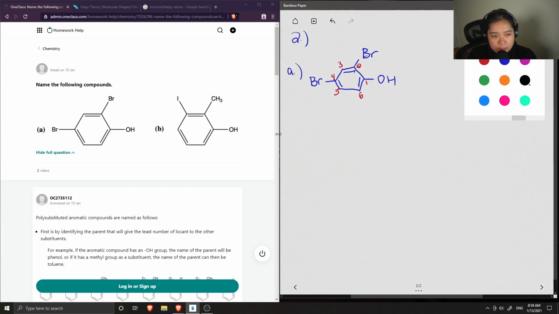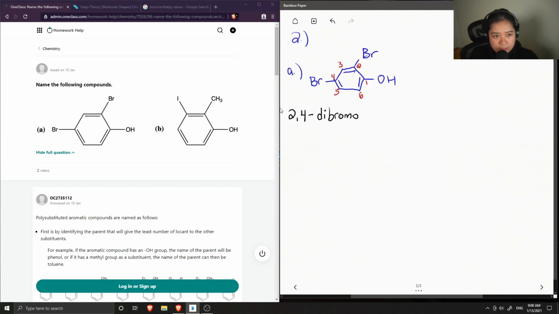Okay, so now that we numbered our benzene ring, we can start to name it. So first we're going to specify which carbons the bromine atoms are on. So on carbon 2 and carbon 4, we have 2 bromines, so I'm going to put the prefix di and then bromo.